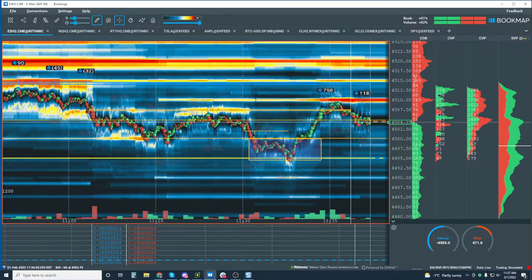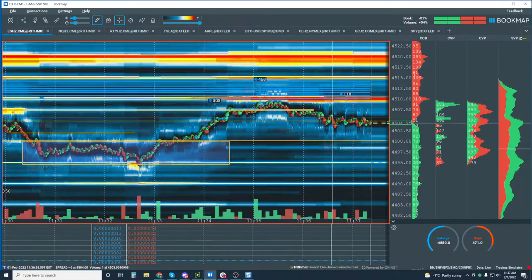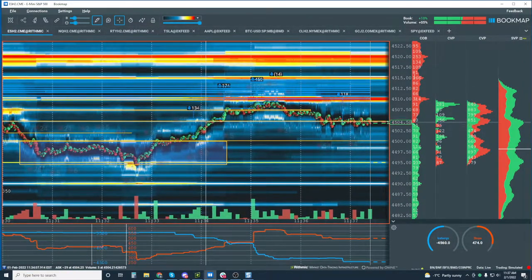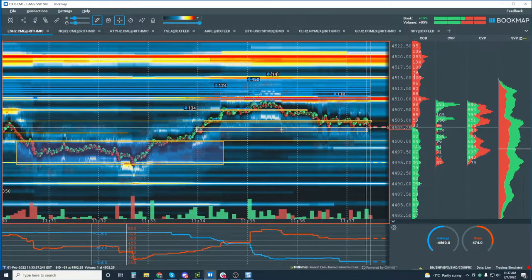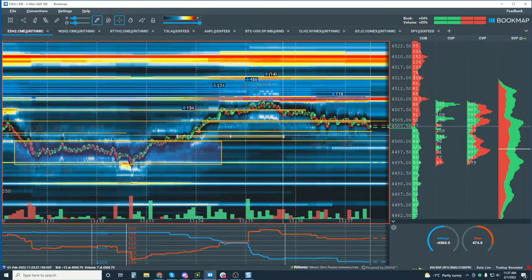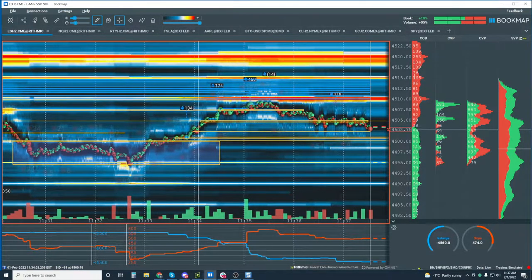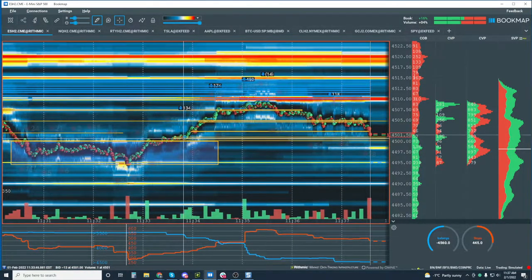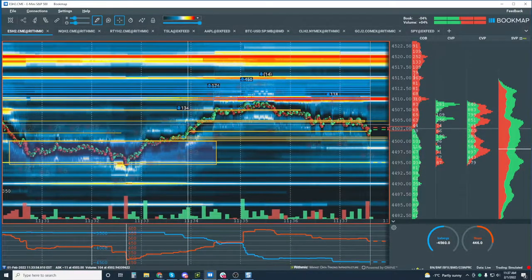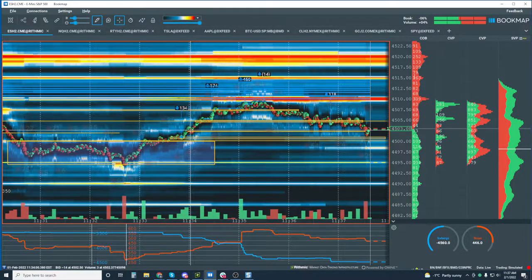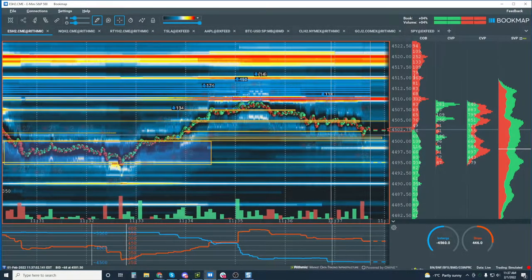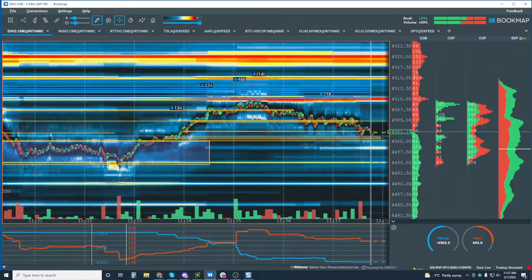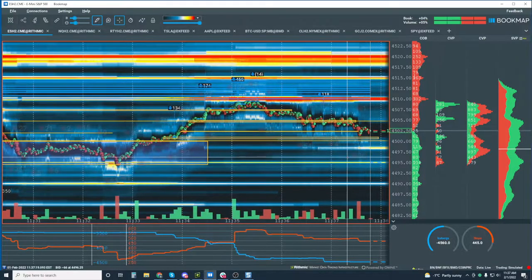Now we're looking for pullbacks. Where's a likely pullback? We covered this the other day in the pullbacks webinar. First pullback is here, second pullback is maybe here, third pullback is here. Looking at these volume columns, these volume clusters, and consolidation and breakout. Little tiny consolidation, breakout. Tiny consolidation, breakout. Looking for pullbacks to those areas, and now we're looking for buyers to support it.